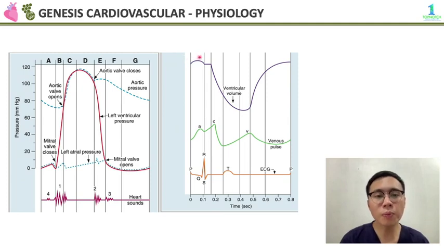Okay? Yung itong purple na line over here, this will tell us the ventricular volume. Okay? So kung dumadami ba yung volume, lumalabas na ba siya, na-eject siya, bumababa na ba siya, you can see it here. This one is the venous pulse pressure, and lastly, you have the ECG tracing over here. What's good about having this ECG tracing over there is that you can use the ECG as an event marker. Okay?